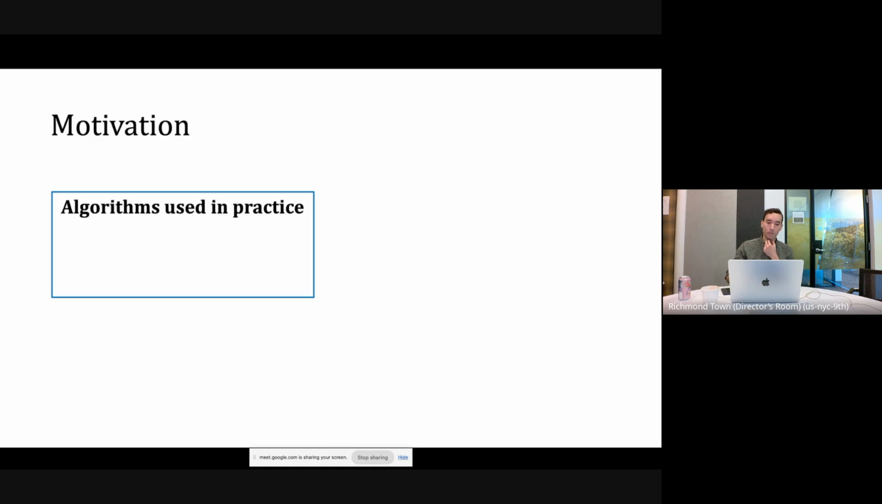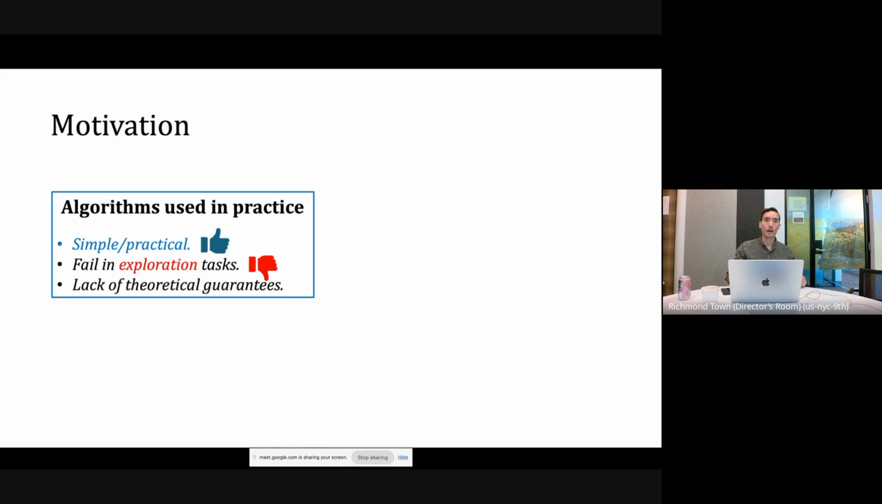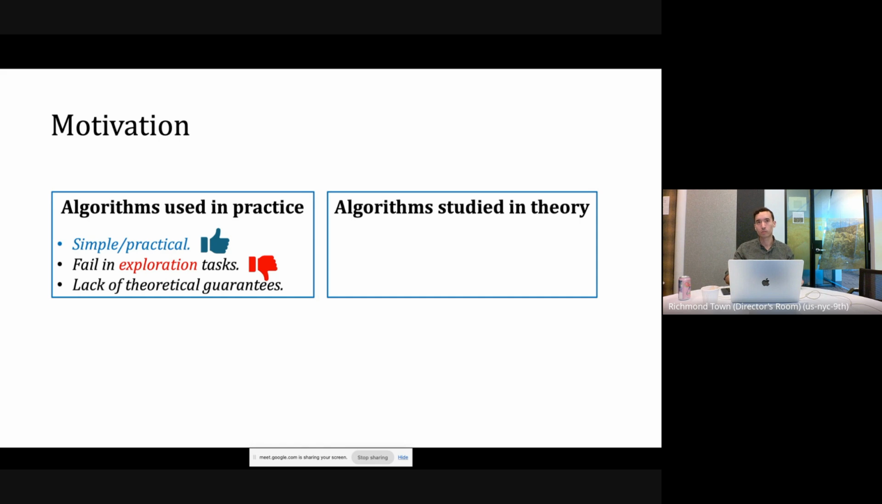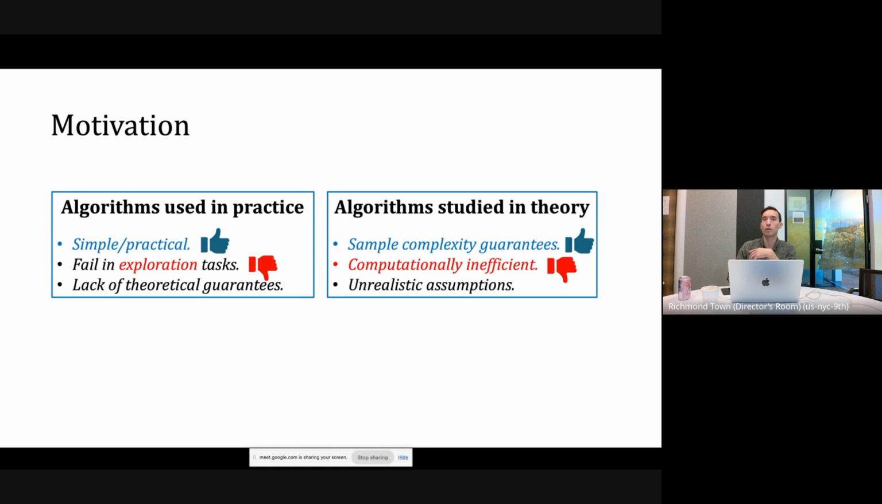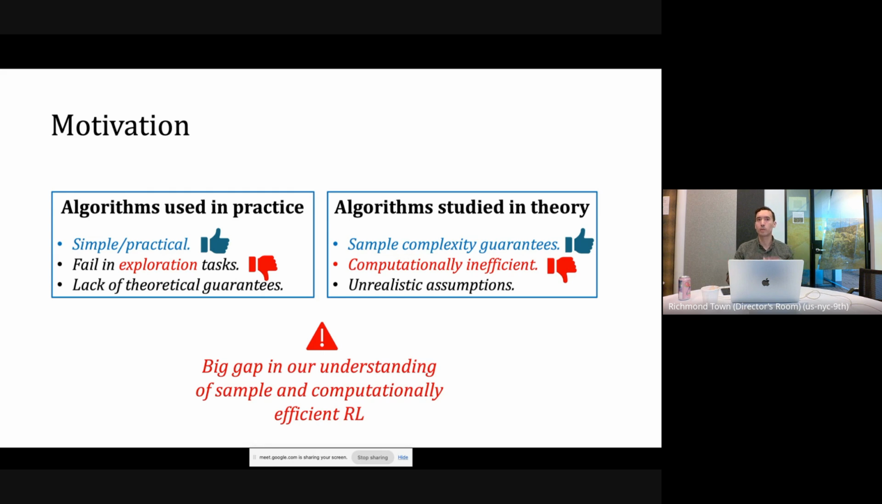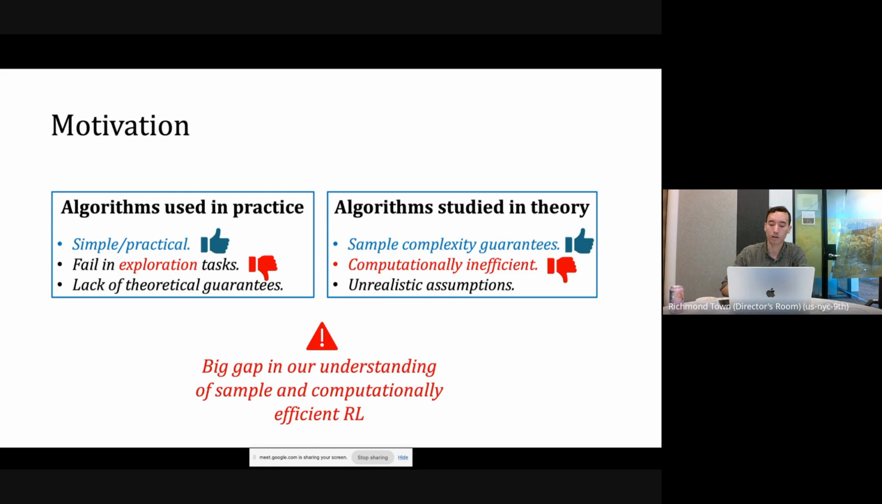If you look at what's used in practice, typically people use things like PPO. These algorithms are simple and practical, but they often fail in exploration tasks, even simpler ones. On the other hand, you have what people have in theory. There can be an exponential separation in the statistical complexity between theoretical algorithms and the ones used in practice. But typically, the algorithms used in theory are computationally inefficient, or they make very strong assumptions about the environment. So this highlights a big gap in our understanding of how we can make RL sample and computationally efficient.